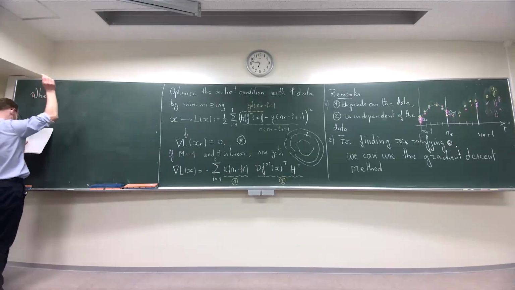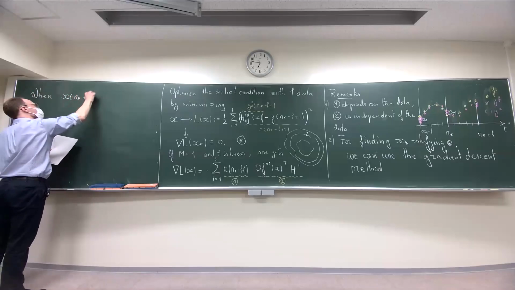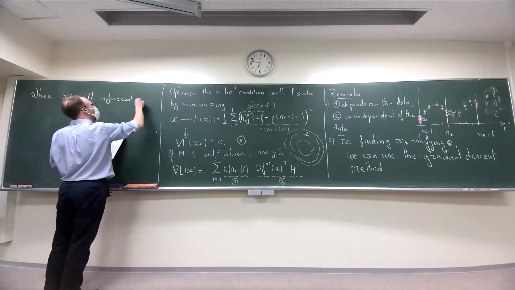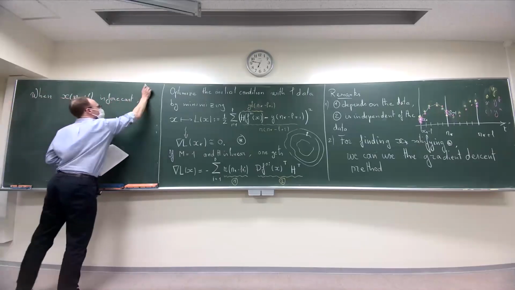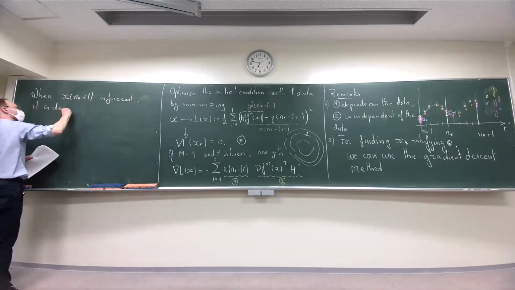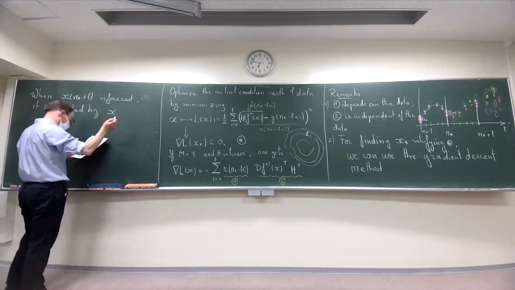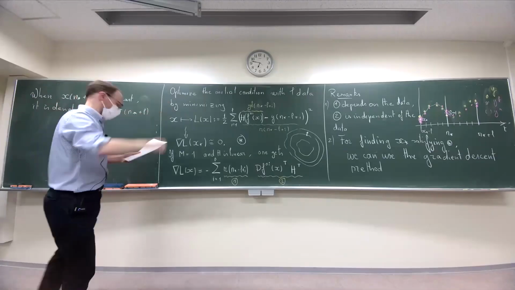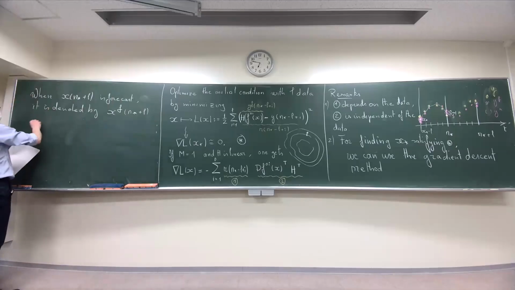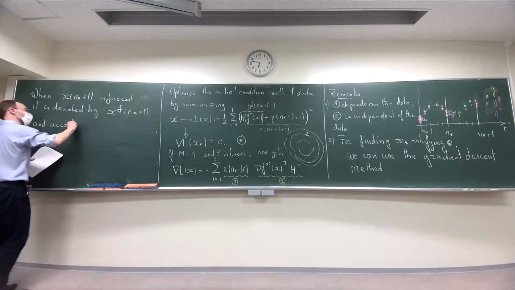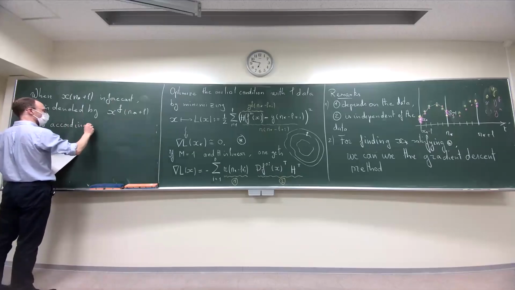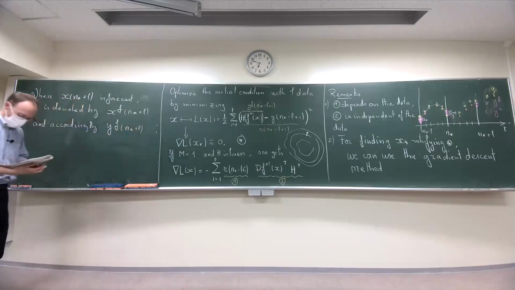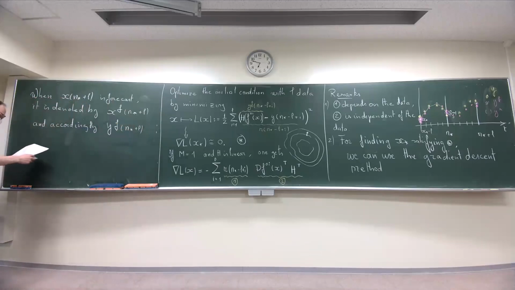So when x of n star plus l is focused, we denote it by x_f, for focus, at n star plus l. And accordingly we have y focused at n star plus l by using the observation operator.